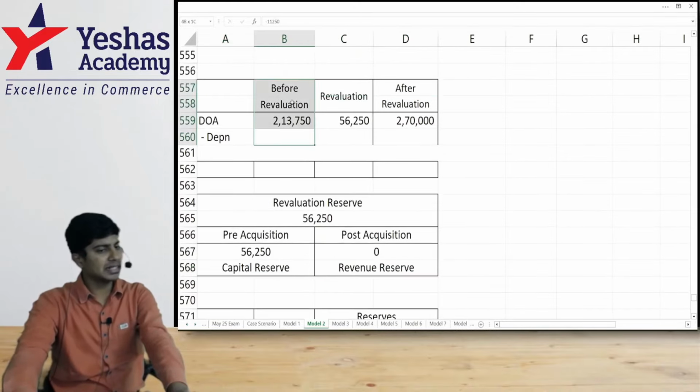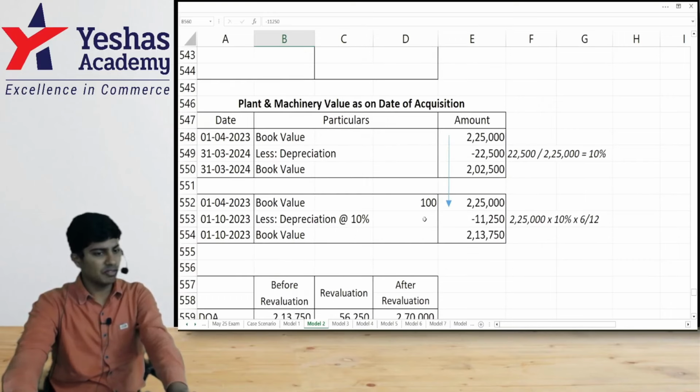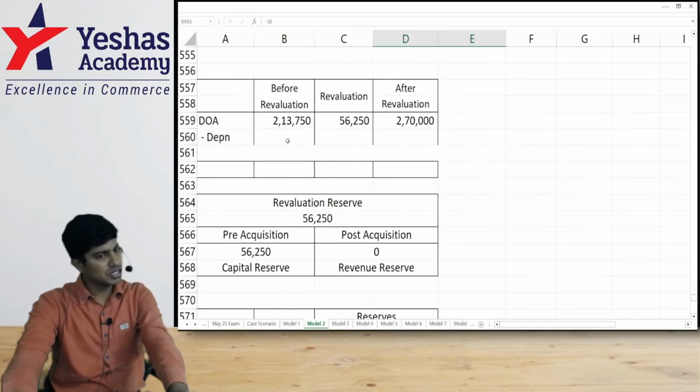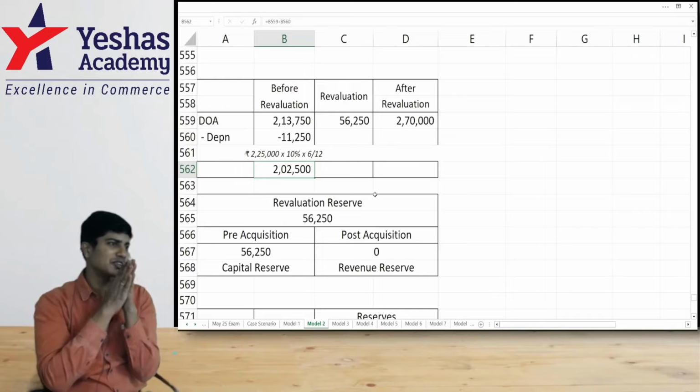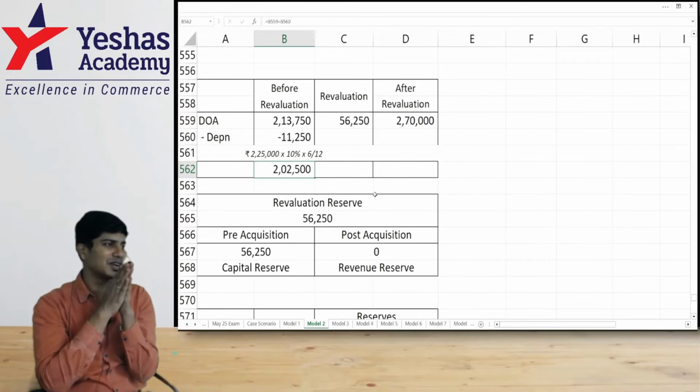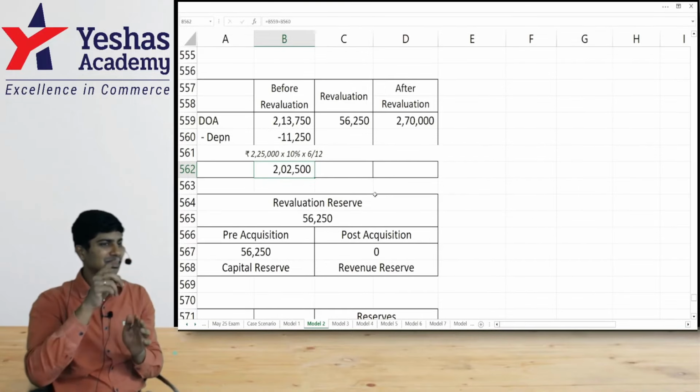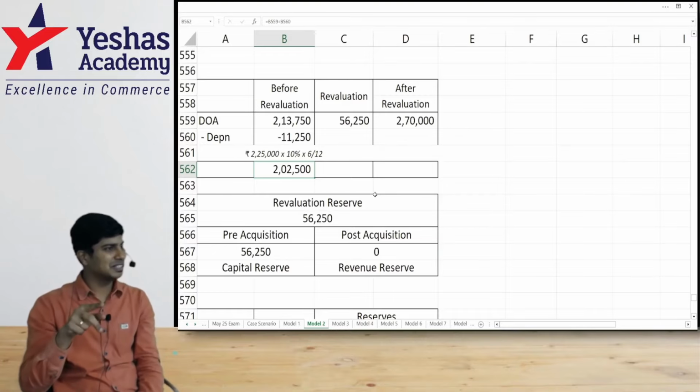Now, on this 2 lakh 13,750, they've already charged depreciation. How much depreciation have they already charged? 11,250 for the first 6 months, 11,250 for the next 6 months, bringing the value to 2 lakh 2,500. Now, please don't do 213,750 into 10% into 6 by 12. You will get it wrong.